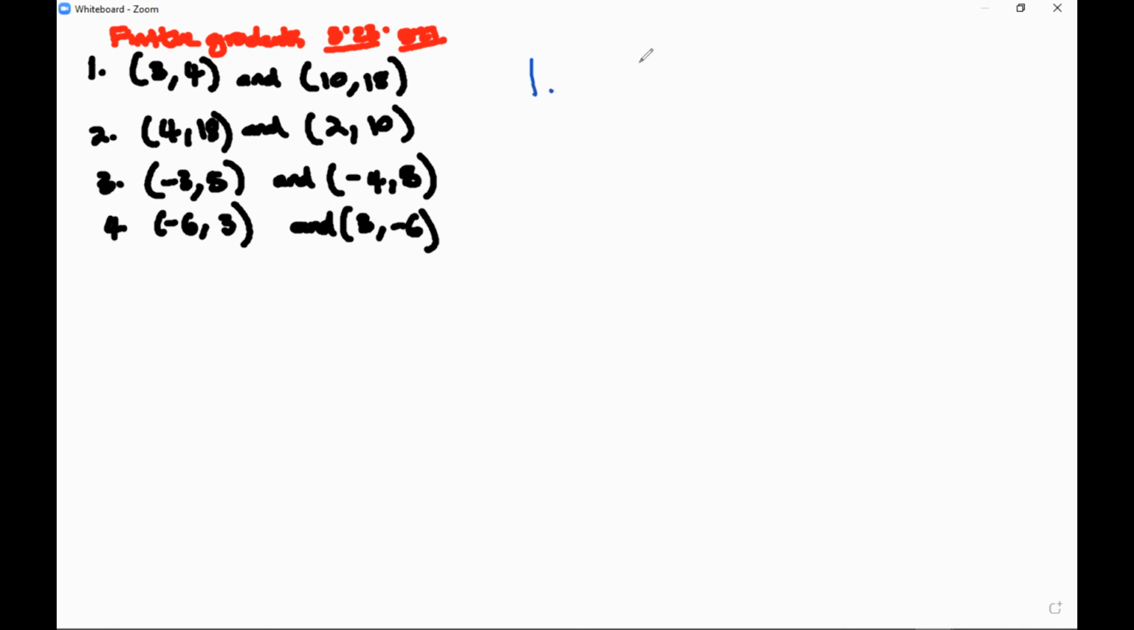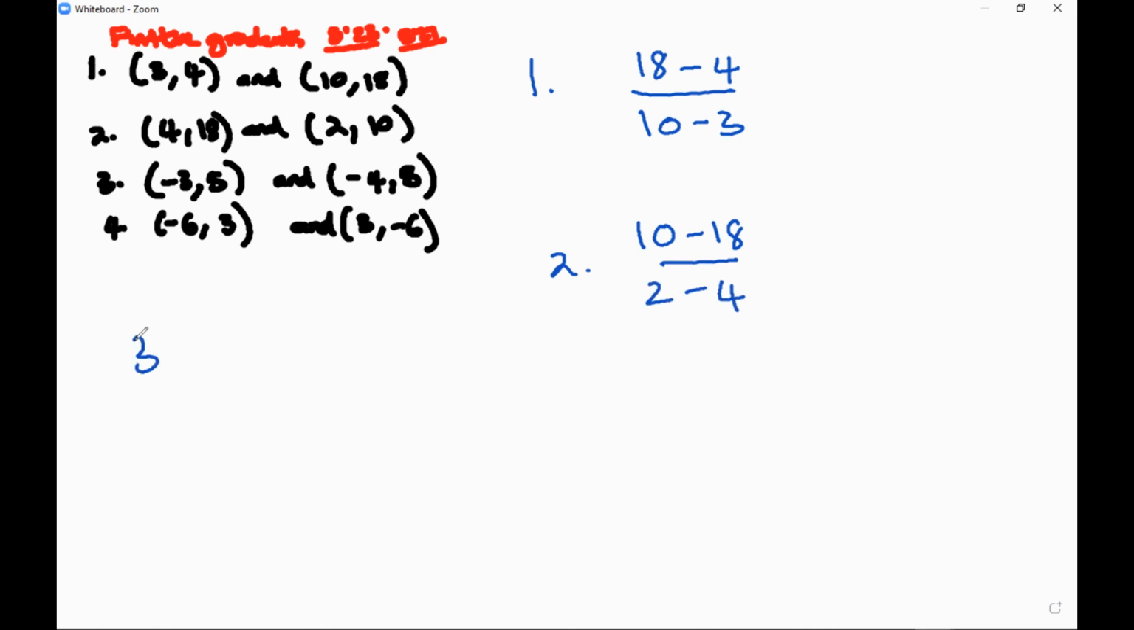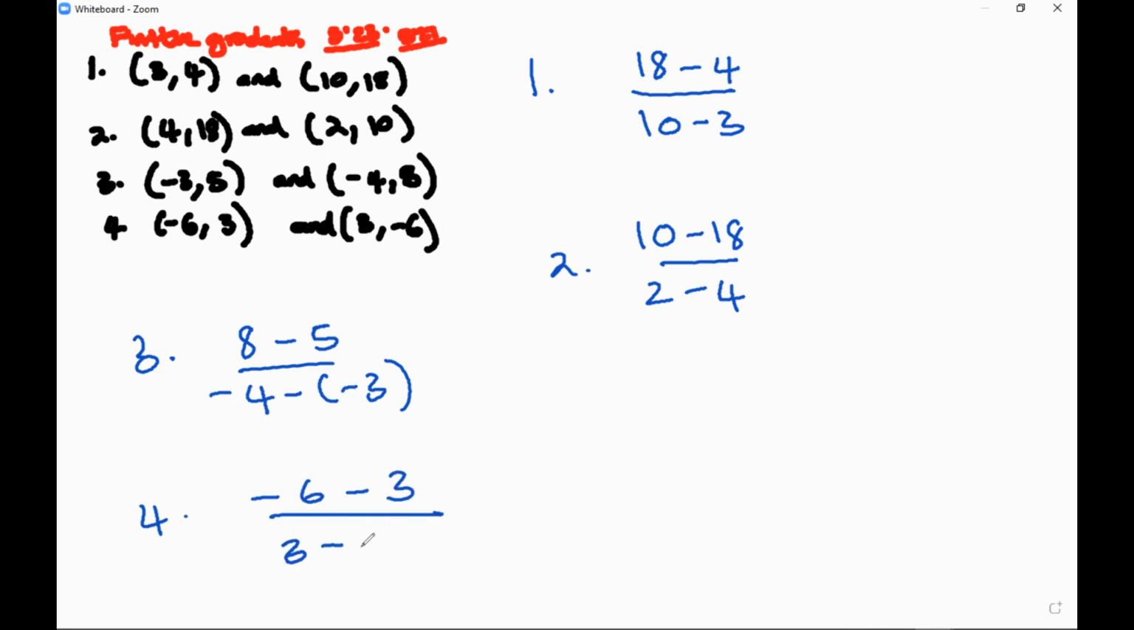So question 1, it's 18 minus 4 over 10 minus 3. Question 2, 10 minus 18 over 2 minus 4. Question 3, 8 minus 5 minus 4. That's one you have to be very careful with. There's two minuses here. So minus 3. And this one here, question 4, minus 6 minus 3 over 3. Again, two minuses. 3 minus minus 6. 3 minus a negative 6.